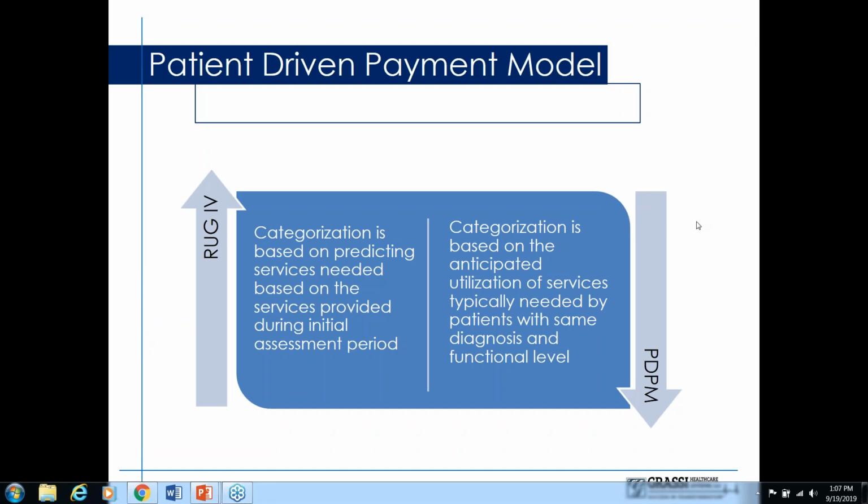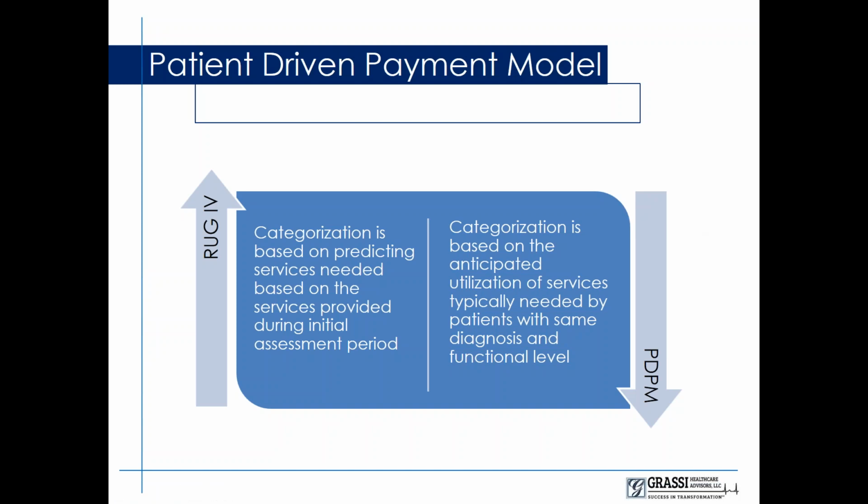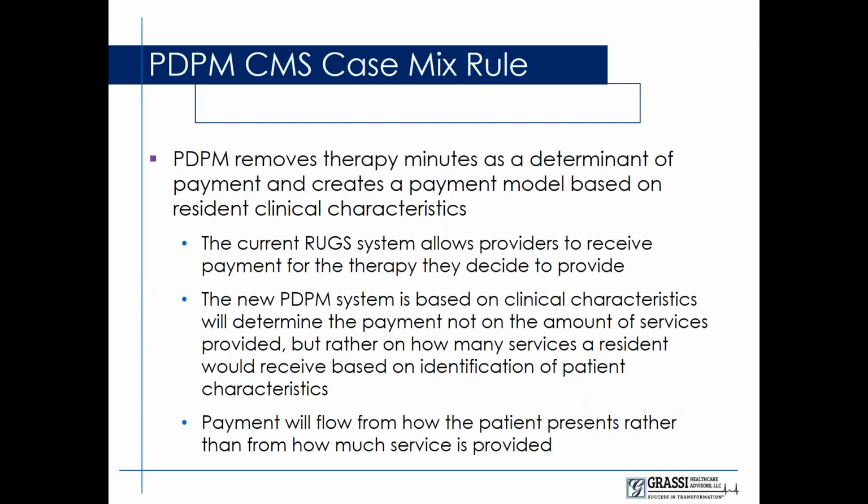Under PDPM, we go to a categorization of the patient based on their diagnosis, their MDS, their functional status, and their cognition. And they come up with what the average price is to care for someone with those characteristics that will reimburse for their care. As I said before, PDPM removes the therapy minutes as a determinant of payment. Patients still need therapy, and they're still expected to get therapy. It's just that it's not what's driving the reimbursement.